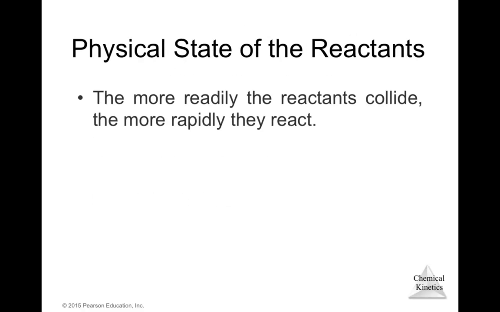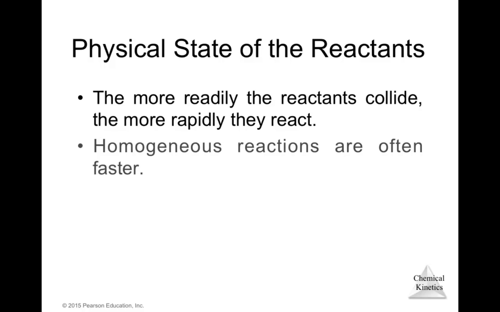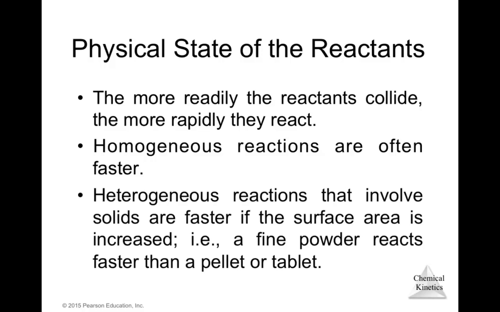So, the physical state of the reactant. The more readily the reactants collide, the more rapidly they react. Homogeneous reactions are often faster. So it's really important to understand that the higher the collision, the higher the probability to have a reaction. If somehow you can increase that collision between the molecules, you also increase the probability that both molecules can react and you have a product.